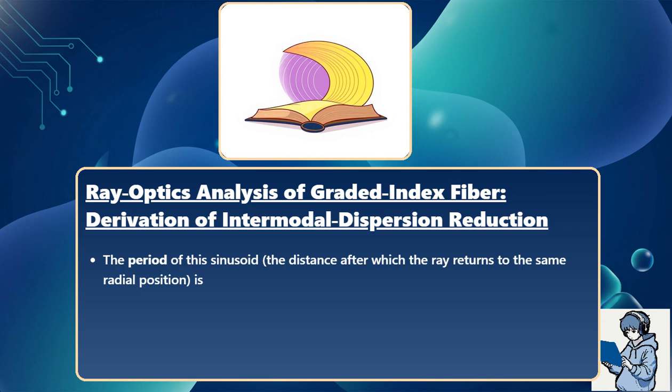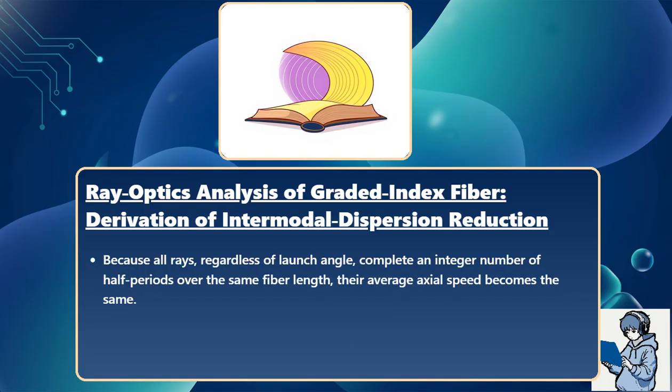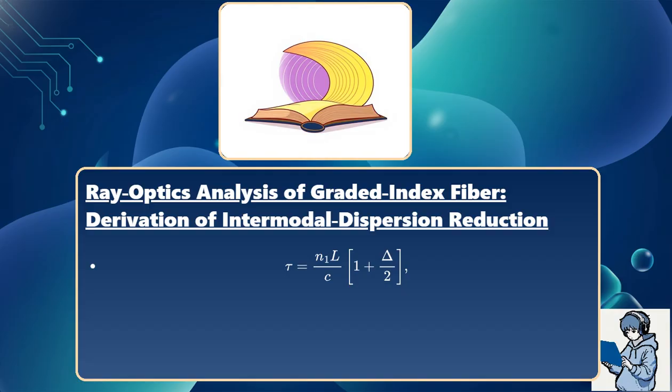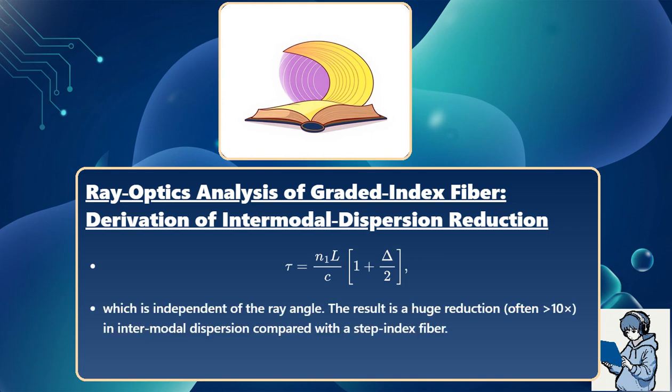The period of this sinusoid, the distance after which the ray returns to the same radial position, is zp = π a / (n1 √(2Δ)). Because all rays, regardless of launch angle, complete an integer number of half periods over the same fiber length, their average axial speed becomes the same. Mathematically, the group delay for any mode is τ = (n1 L / c)[1 + Δ/2], which is independent of the ray angle. The result is a huge reduction, often greater than 10 times, in intermodal dispersion compared with a step index fiber.